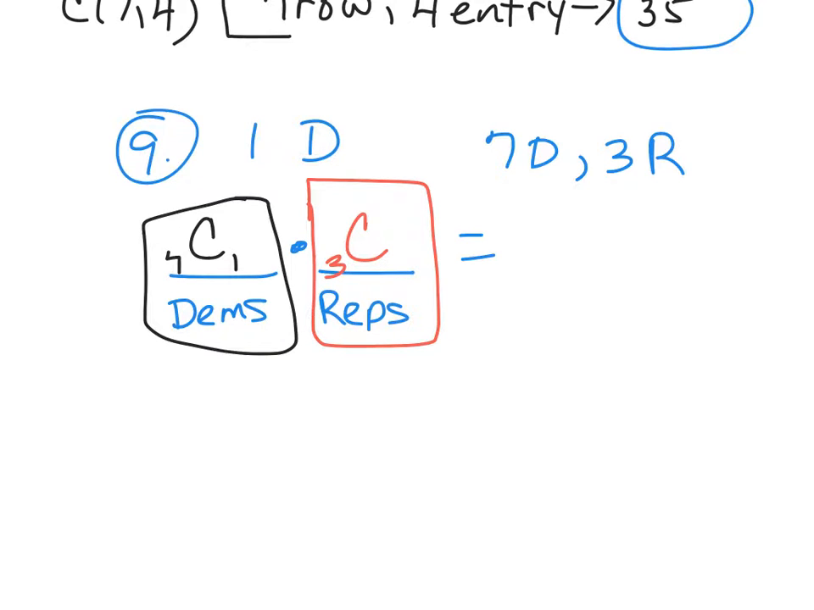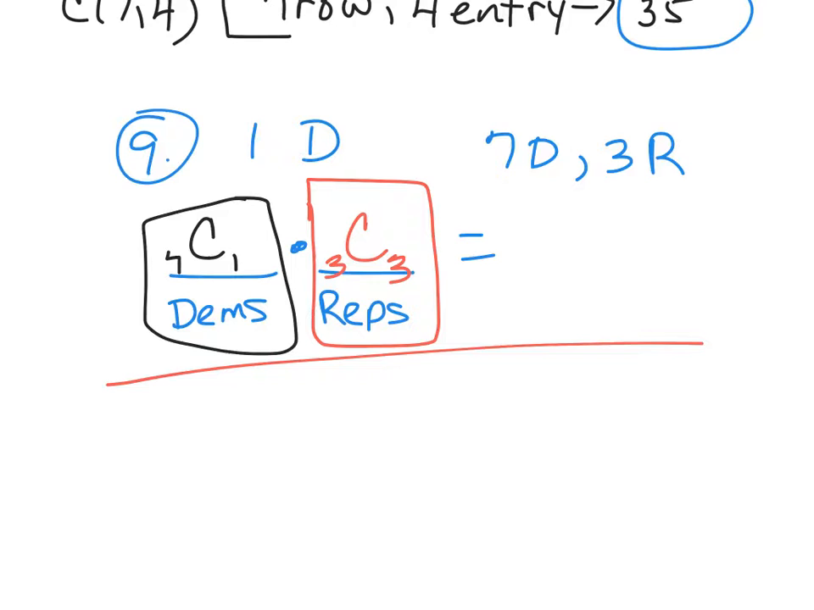3. 3 of them. Why 3? Because there's only 3 of them out of a 4-seat committee. There's 4 seats on the committee, that's right. And one of them's going to be a Democrat, so 3 more have to be Republicans. So for number 9, I could use a combination of 7 things 1 at a time times a combination of 3 things 3 at a time.